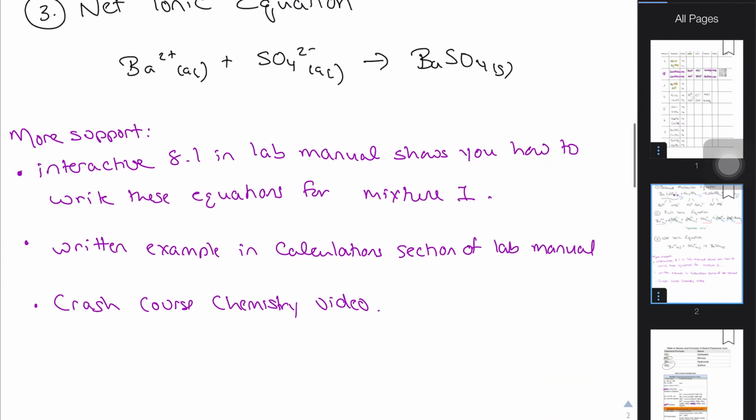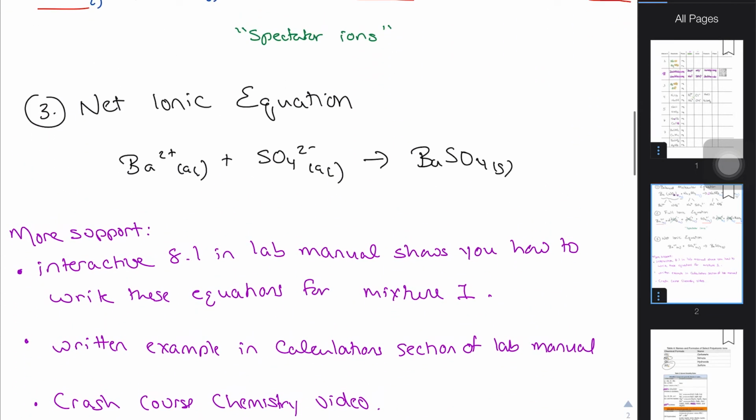And for more support, interactive video 8.1 in the lab manual actually shows you how to write these equations for mixture 1, but I would try it on your own first and then watch the video and see if you did it correctly.